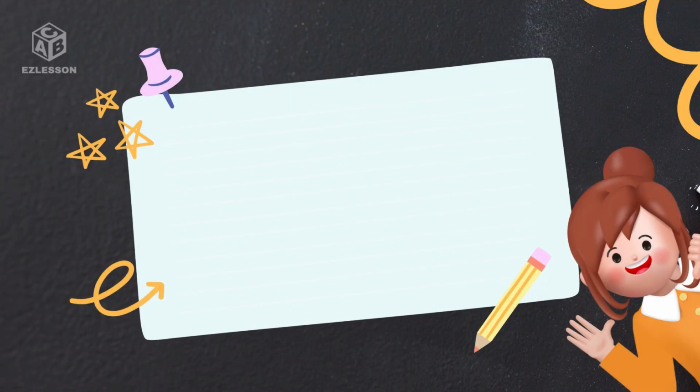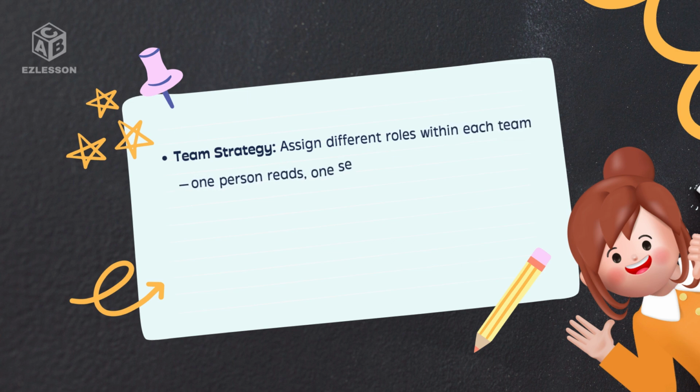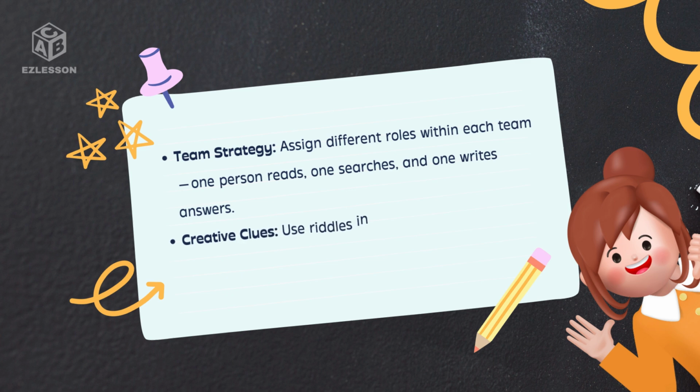Want to make it even more engaging? Try these variations. Team strategy: assign different roles within each team. One person reads, one searches, and one writes answers. Creative clues: use riddles instead of direct questions for a more challenging game.